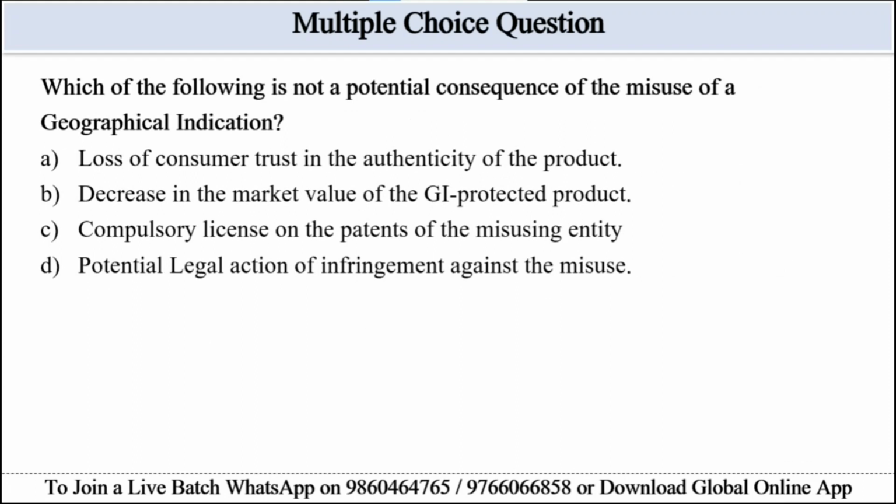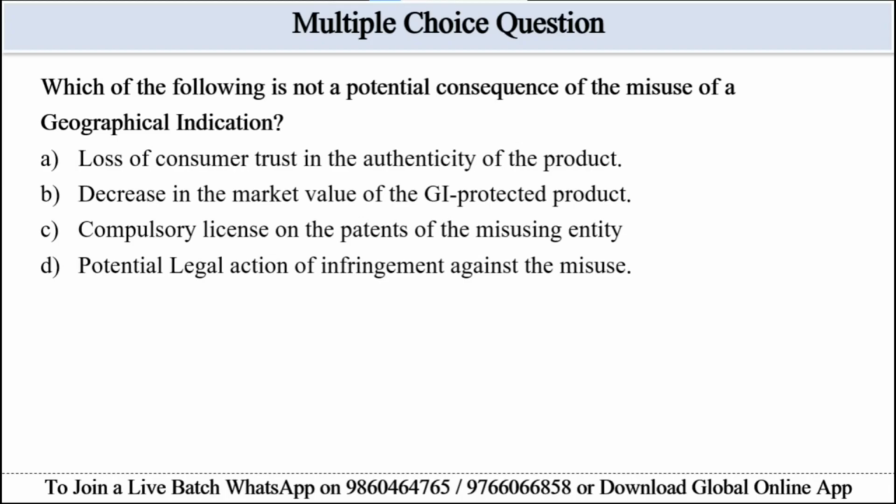Next question is, which of the following is not a potential consequence of misuse of geographical indications? Options are given. Option A, loss of consumer trust in the authenticity of the product. Option B, decrease in the market value of the GI protected product. Option C, compulsory license on the patents of the misusing entity. And option D, potential legal action of infringement against the misuse.